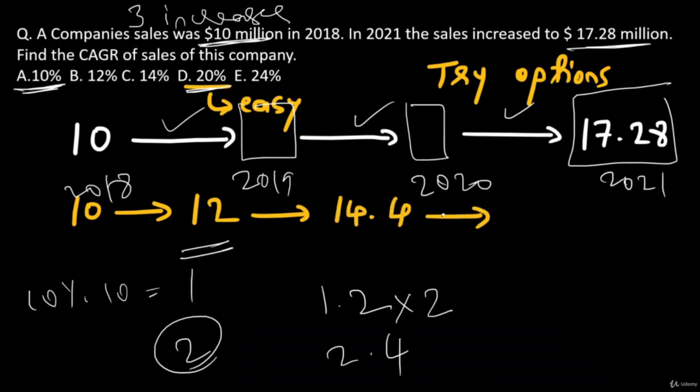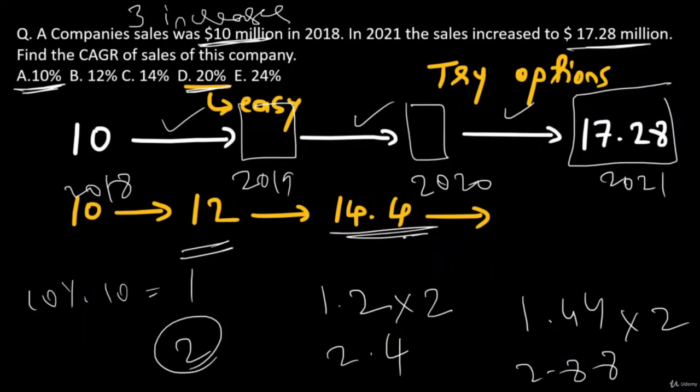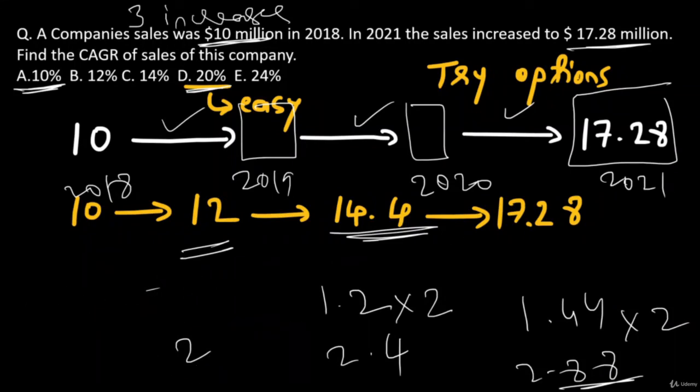All right, now you have to increase 14.4 by 20%. So 10% of 14.4 is 1.44. Now 20% of 14.4 is equal to 2.88. So 14.4 plus 2.88 gives you 17.28, which is correct. So therefore our assumption was correct, and therefore the correct answer to this question is option D.